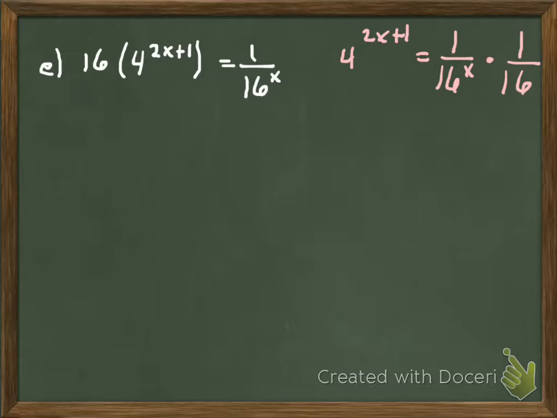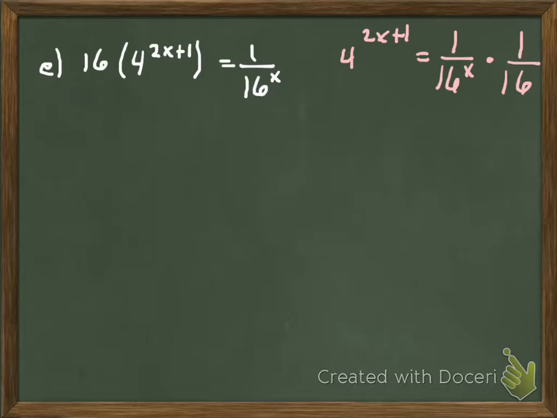Alright, so check this out. Now I've got 4 to the 2x plus 1 power, okay, because I multiplied the left side of the equation by 1/16 and that canceled out to 16. And on the right side of the equation, I'm multiplying 1/16x times 1/16. Now, I wanted to multiply by 1/16 rather than divide by 16 because you know how to multiply 16 to the x power with 16. With a little prompting on my part anyway.